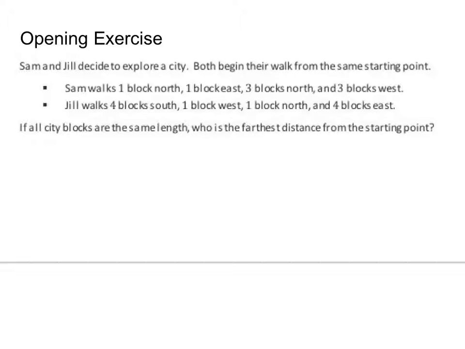Sam walks 1 block north, 1 block east, 3 blocks north, and 3 blocks west. So let's do that. We have our starting point. So 1 block north, 1 block east, 3 blocks north, and 3 blocks west. Cool.